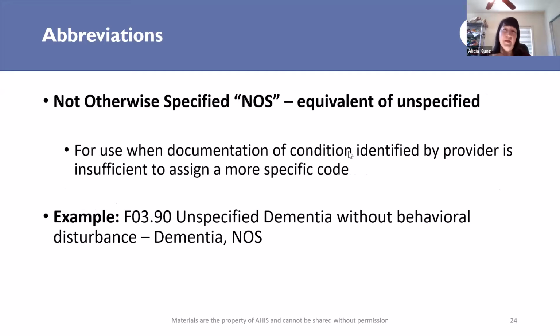NOS is not otherwise specified. When you think of this, just think it's an unspecified code. So if your doctor says that your resident has dementia, but they don't tell you what type of dementia, just dementia, your default code will be F03.90, unspecified dementia without behavioral disturbance, or dementia NOS, not otherwise specified.